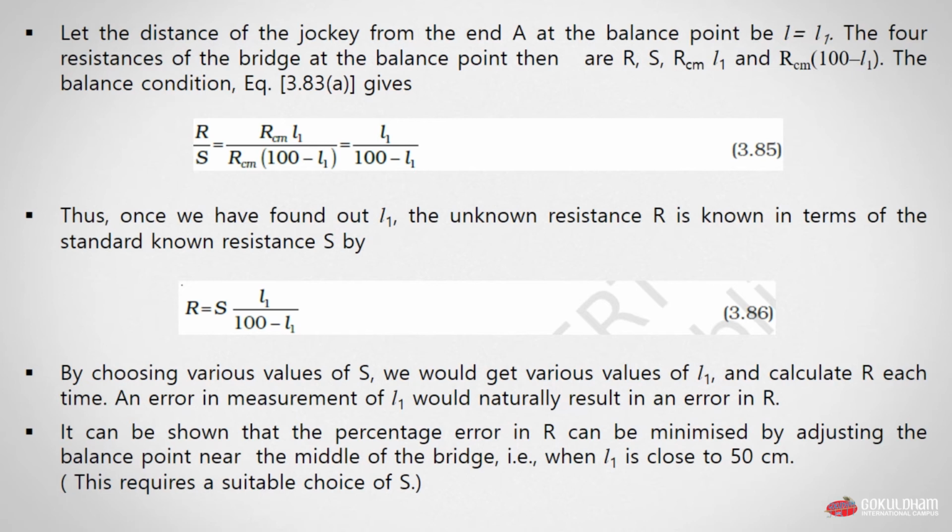By choosing various values of S, we would get various values of l1 and calculate R each time. An error in the measurement of l1 would naturally result in an error in the value of unknown resistance R. It can be shown that the percentage error in R can be minimized by adjusting the balance point near the middle of the bridge, that is when l1 is close to 50 cm. But this requires a suitable choice for our known resistance S.